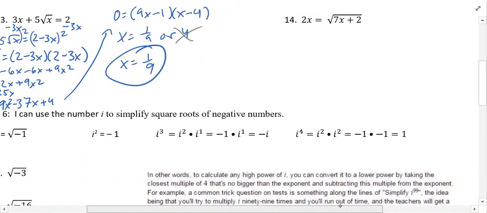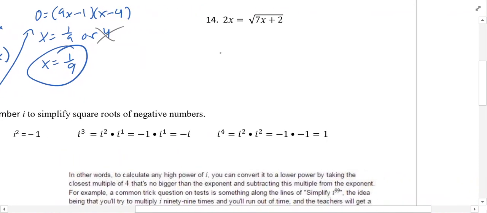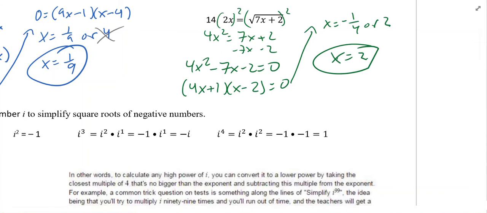Okay, so go ahead and try number 14. So pause the video and try 14. Okay, so let's see how you did. So we got 4x squared minus 7x minus 2. Again, since the coefficient of x squared is greater than 1, you would have had to do one of your methods. So you could have used factor by grouping. When you did that, your final would be 4x plus 1, x minus 2.